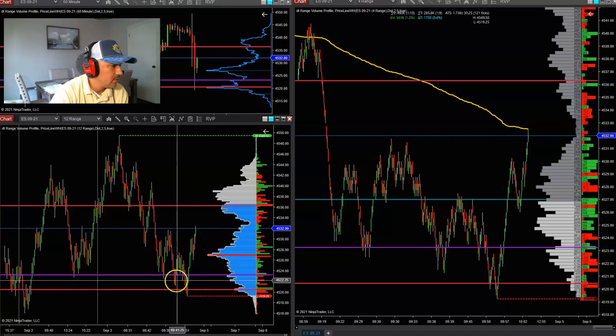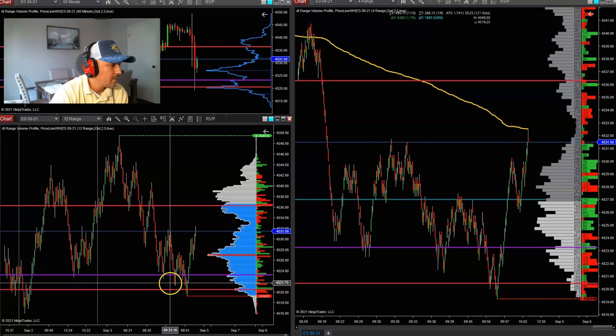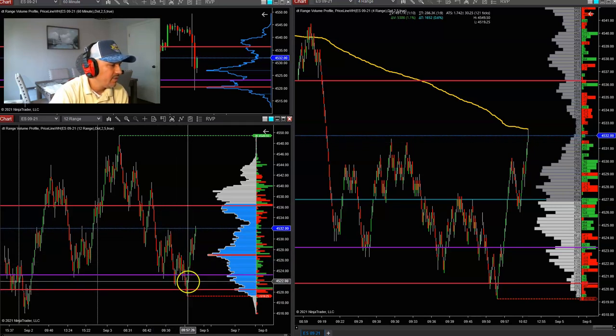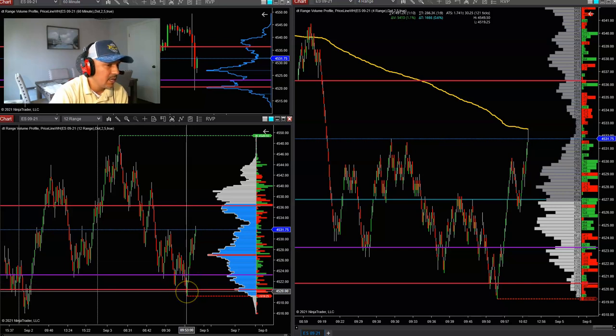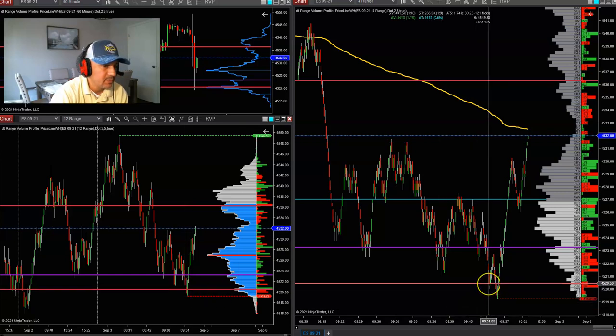So basically what price did was, when price is pushing down here, pull down, push up, pull down, push up, pull down, stair stepping down, it pivoted and turned back around. It bounced at this level right here.